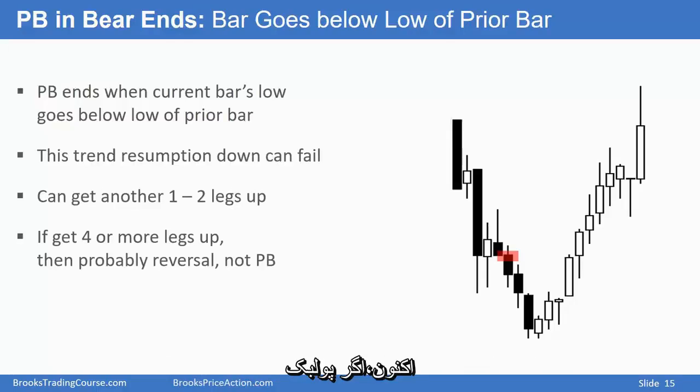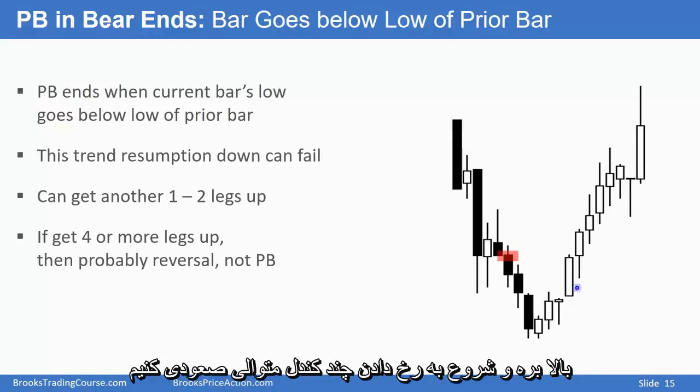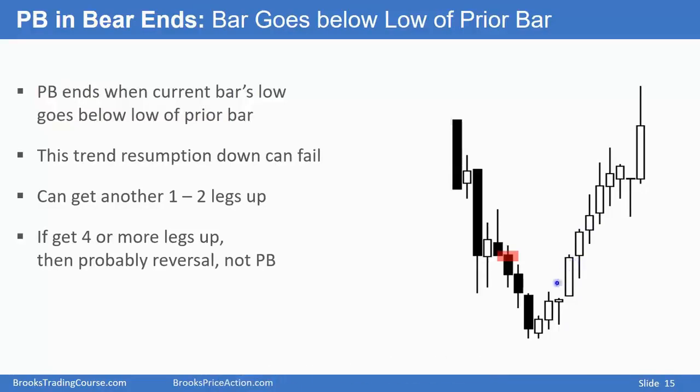Now, if the pullback grows, if you start to get 3 or 4 consecutive bull bars, you're probably in a bull trend. If you get 2 or 3 or 4 legs up, you're probably in a bull trend. So sometimes the pullback can grow into a reversal and no longer be a pullback.